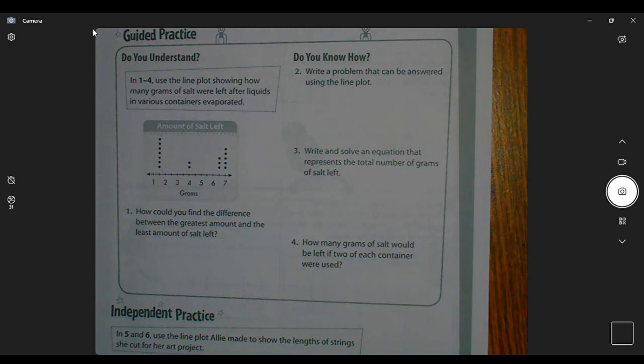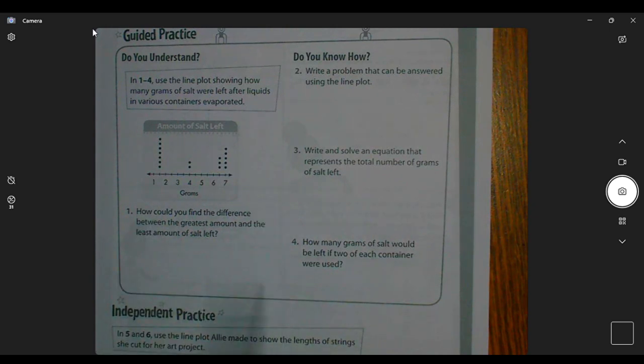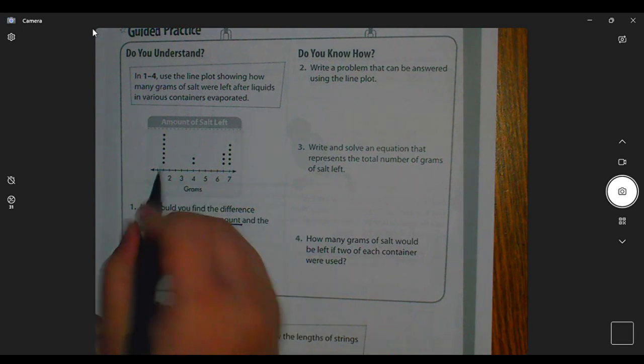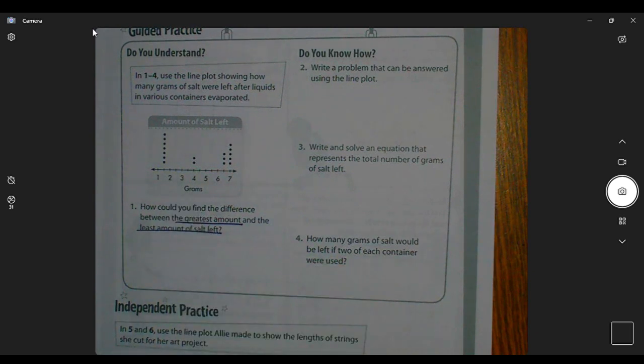Today we're going to be using word problems to solve line plot questions. So we're going to look at numbers 1 through 4. Number 1, how can you find the difference between the greatest amount and the least amount of salt left? Well, let's look. My greatest amount looks to be 1 and 1/2, because that amount falls between 1 and 2, I know that is halfway there.